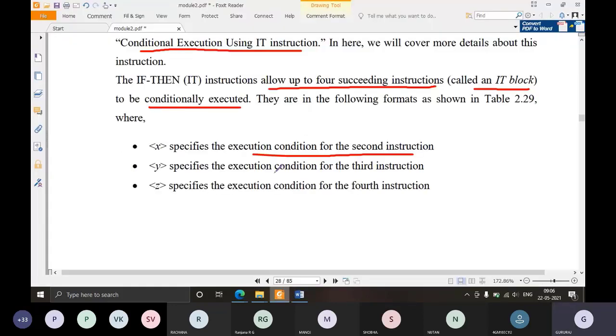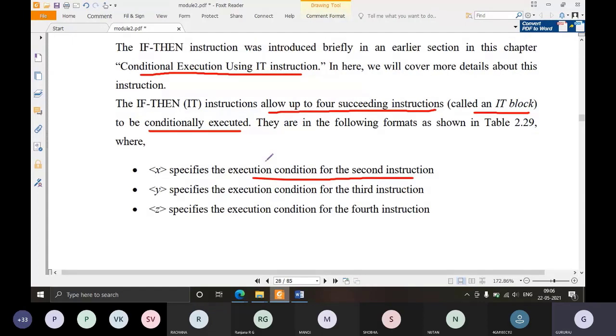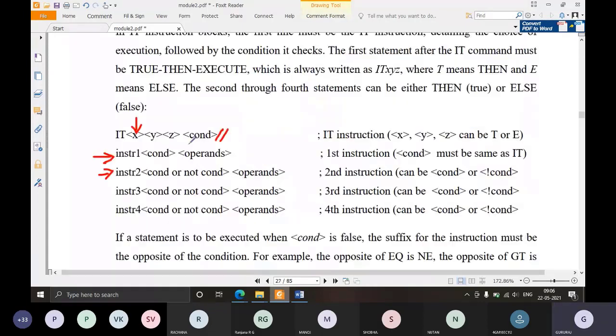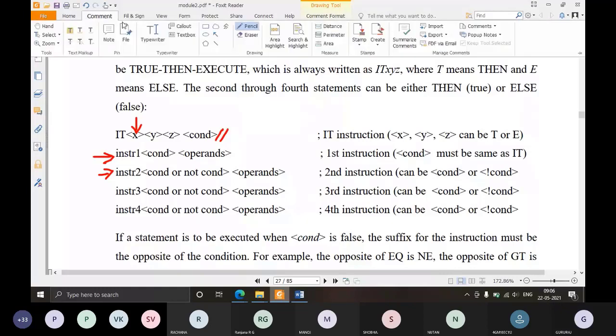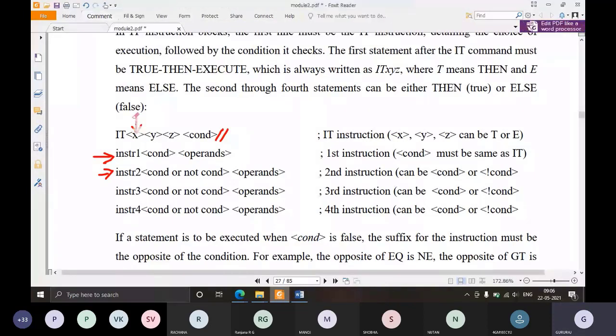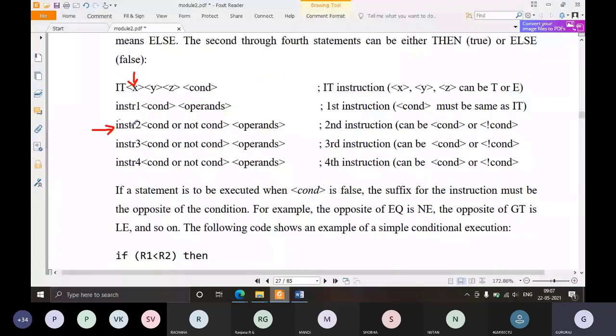If you remember the IT instruction, this is the general format: IT followed by XYZ, followed by the condition. Now what is X? That is the first question. X specifies when instruction 2 should be executed.